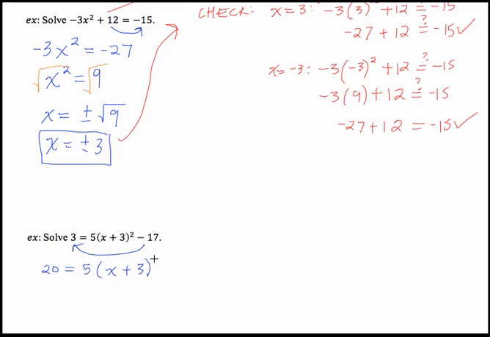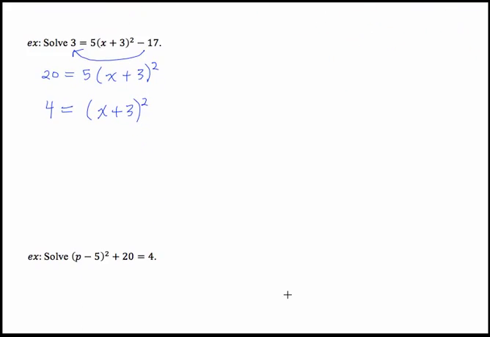And we still haven't isolated the squared part because this 5 is in the way. So if we divide both sides by 5, we get 4 equals x plus 3 squared. Okay, now the squared part is by itself. So now we can take the square root of both sides. Square root on the left, square root on the right.